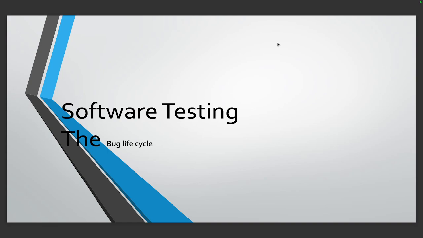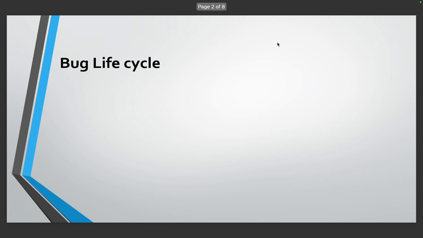In this session, we'll talk about the bug life cycle in software development. As we know, during the development of any software product, the development teams follow the software development life cycle, or SDLC, processes. But the development process is not so easy and does not always run smoothly.